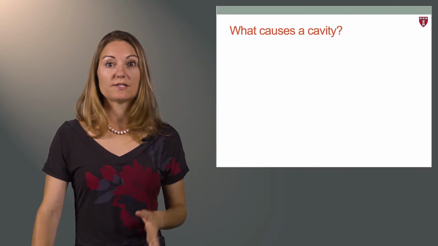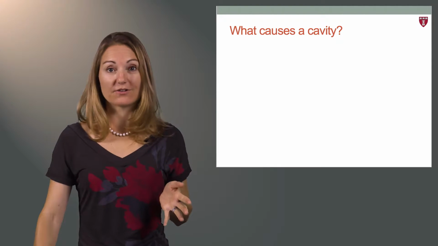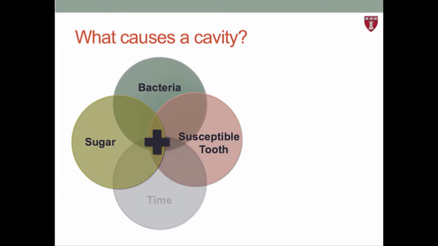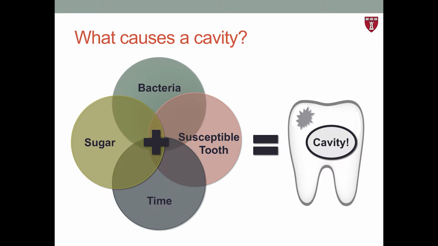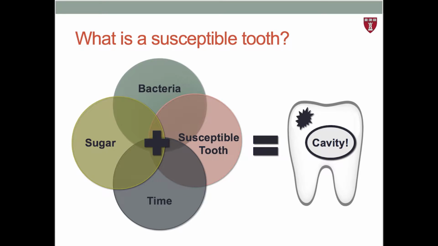So I like to begin the module with a simple question for students. What causes a cavity? Your students are likely familiar with the classic formula for a cavity. Bacteria plus sugar plus a susceptible tooth plus time equals a cavity. In the classic definition, a susceptible tooth is defined as a tooth without any protective factors in place, or a tooth with a poorly contoured restoration or open margins, for example. In this module, we're going to expand how we define a susceptible tooth and work to answer this question: what causes a cavity? And what is a susceptible tooth?